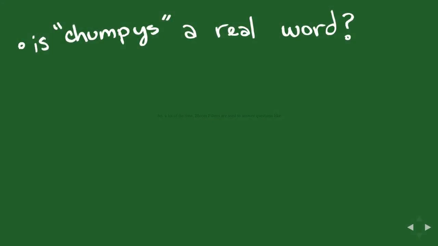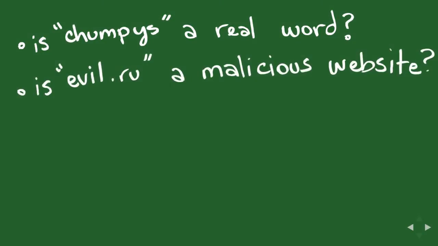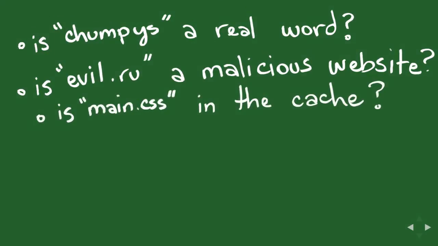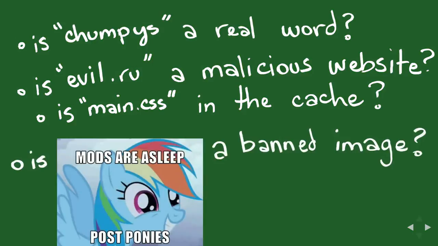So, a lot of the time, bloom filters are used to answer questions like, is chumpies a real word? No. Is evil.ru a malicious website? Maybe. Is main.css in the cache? Yes. Or is this a banned image? Probably.